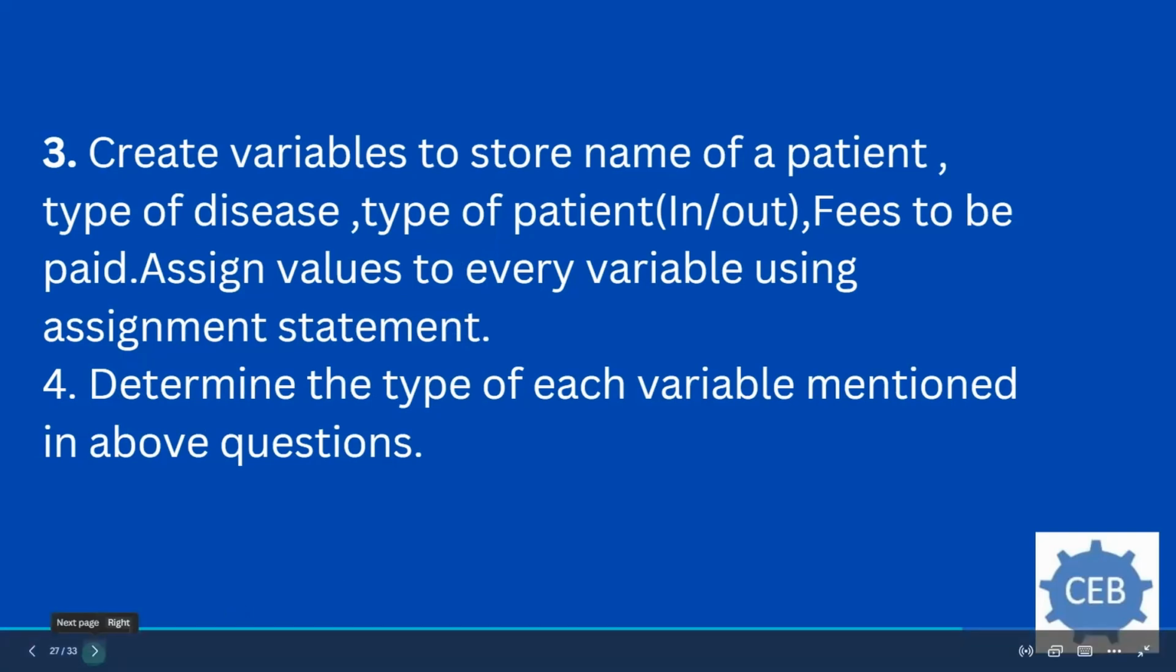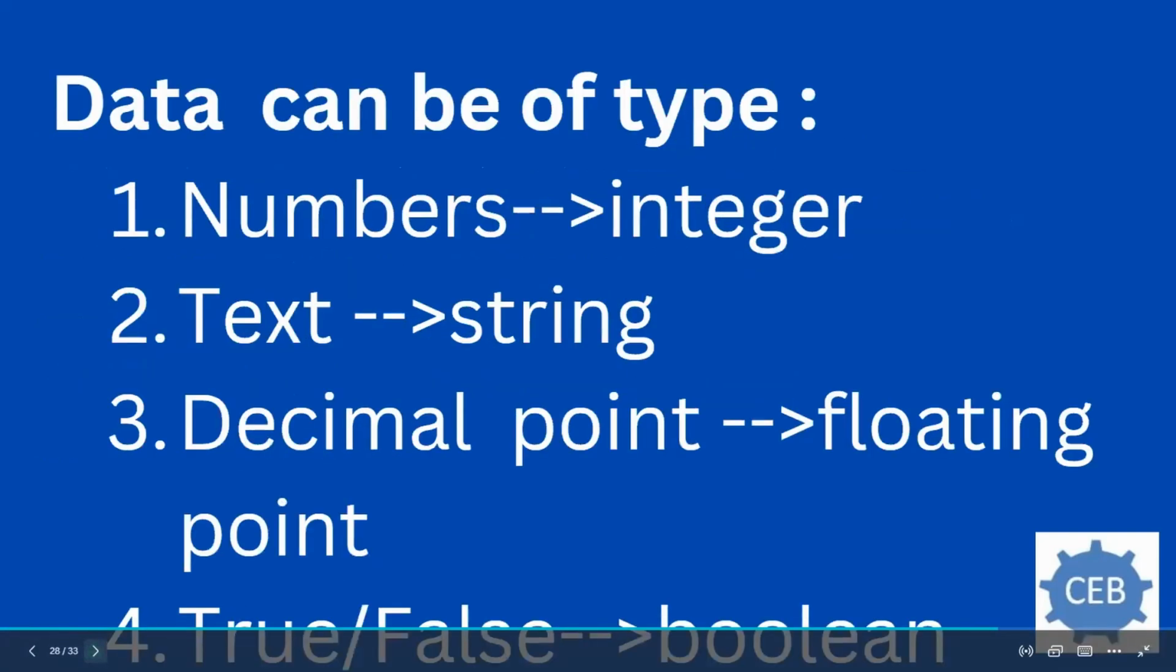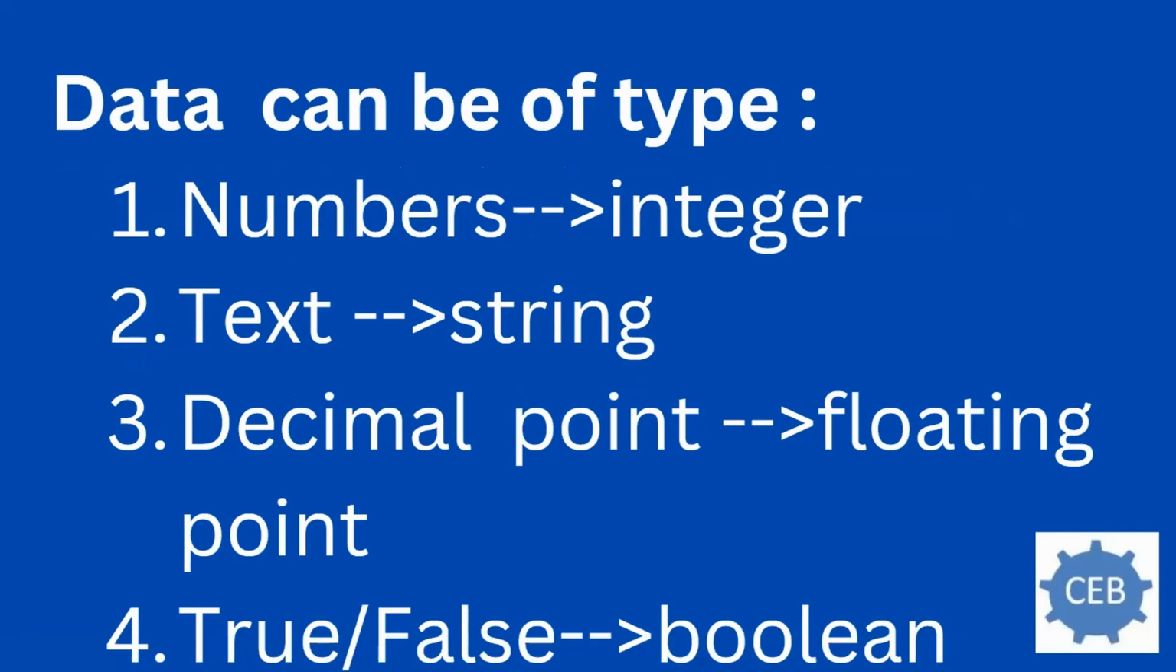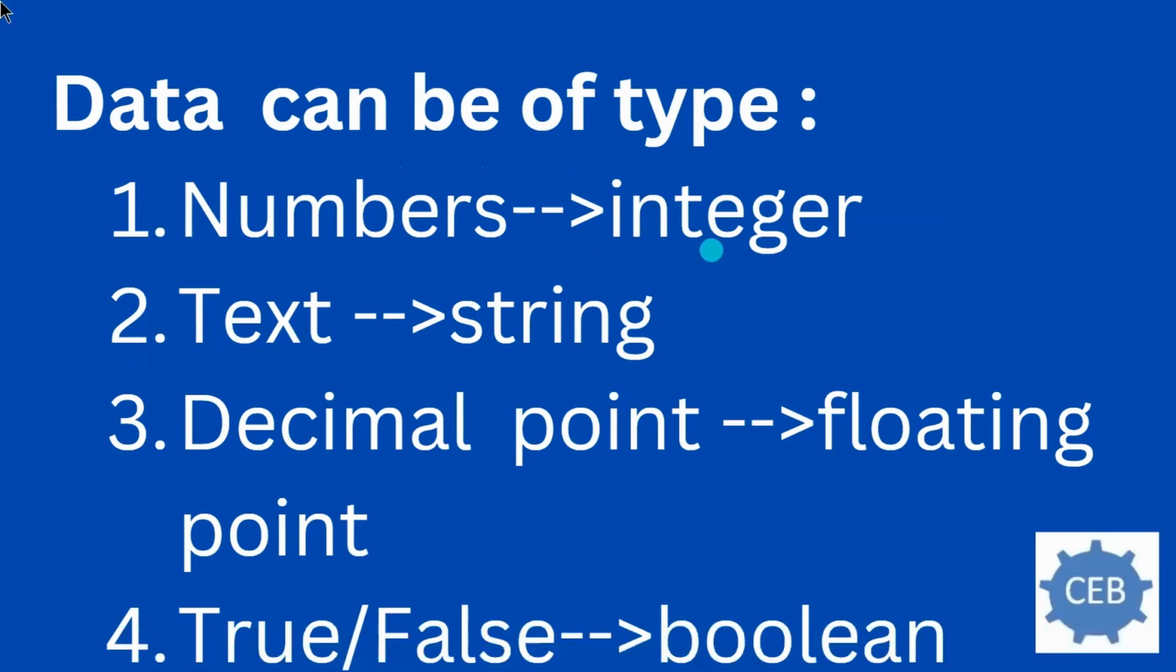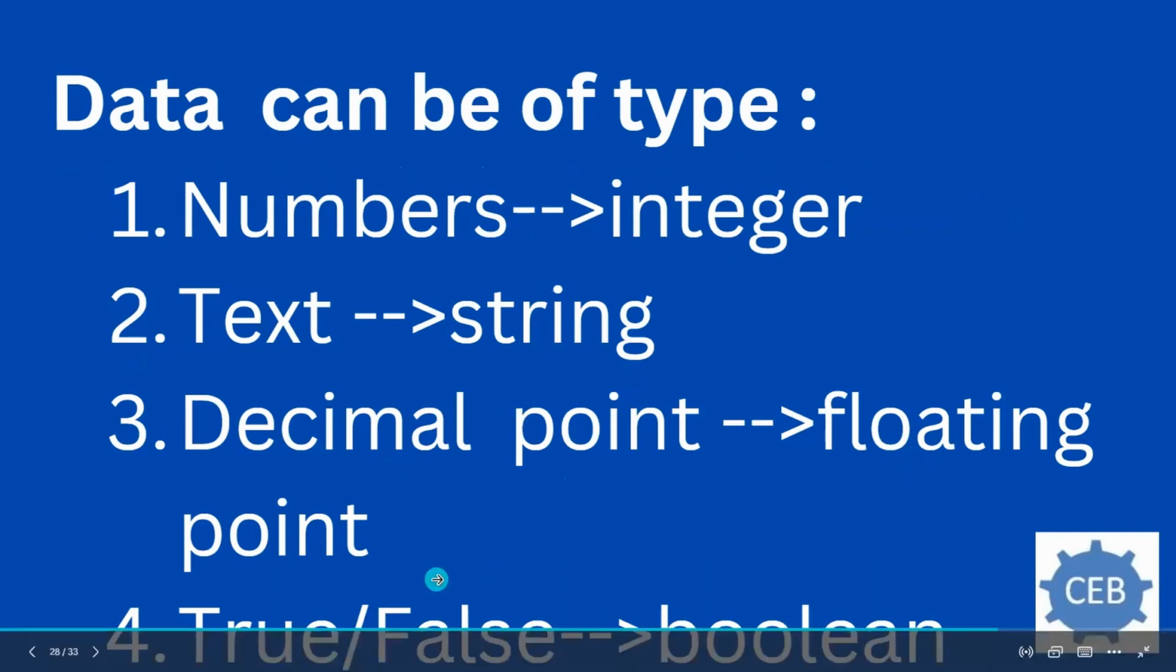So how will we find the type of variables? For that, we are having the categories of the data. We had already discussed that we are having numbers without decimal point, which are called in Python integer. The text message that we displayed is called string. The decimal containing number is called a floating point number, and true and false value is called boolean.